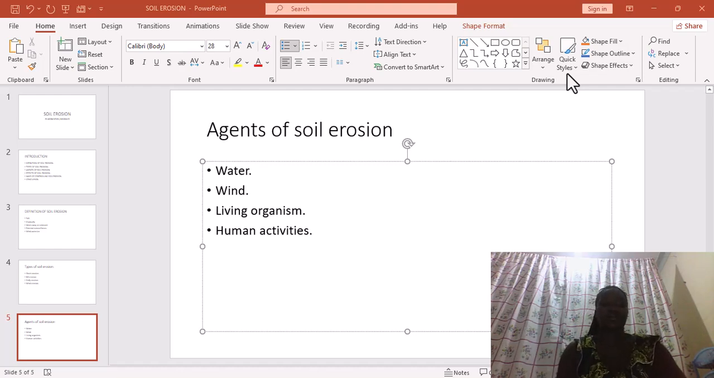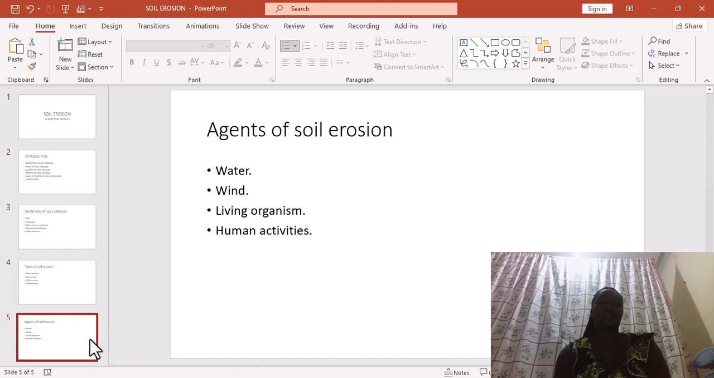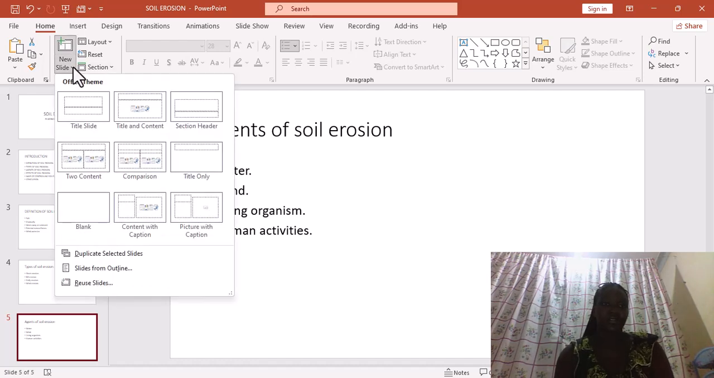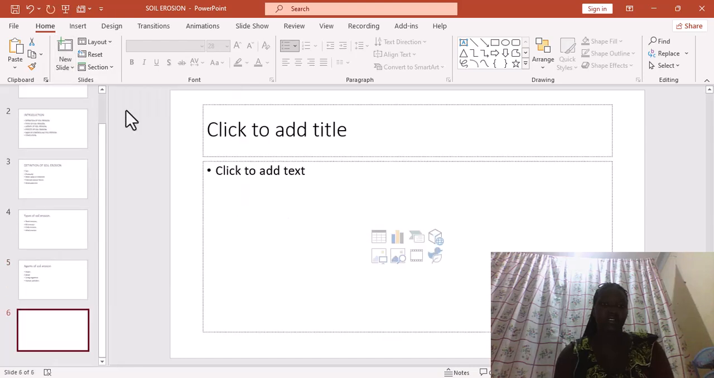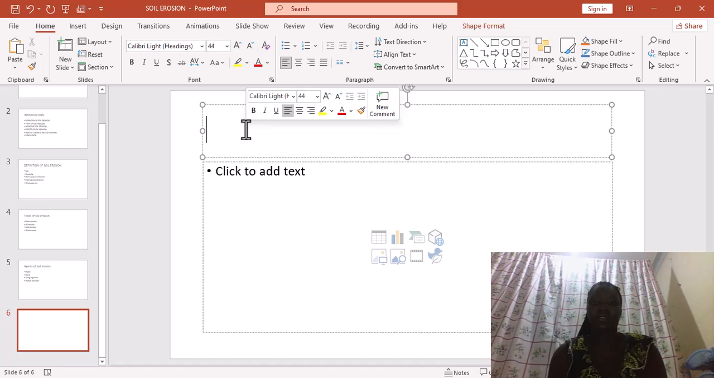So the next one, I will create a slide on how to, let me check my outline. So the next one is the effects of soil erosion. That was my last thing that I presented. So I'll come to new, then I come to title and its content, and the next slide will appear. So in my next slide I will be talking about the effects of soil erosion.